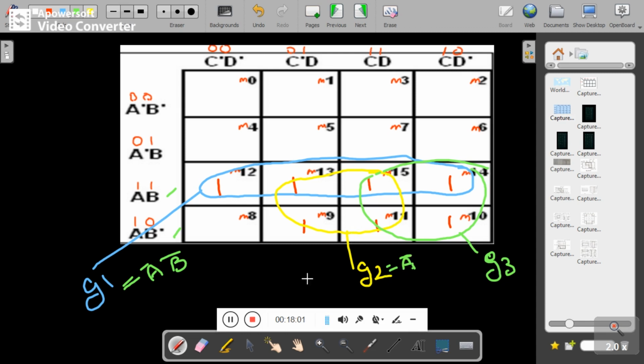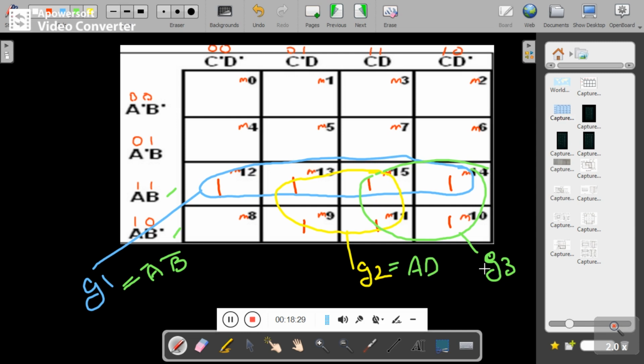Here common is A, that is not A bar. Here common is A, and on the horizontal top side common is D. D is the common. You can see D. This is C bar, this is C, and D is common. So answer for this one is AD.